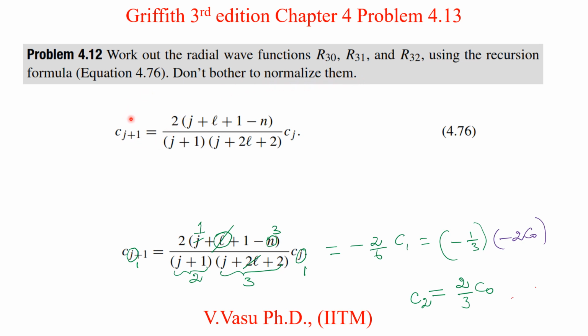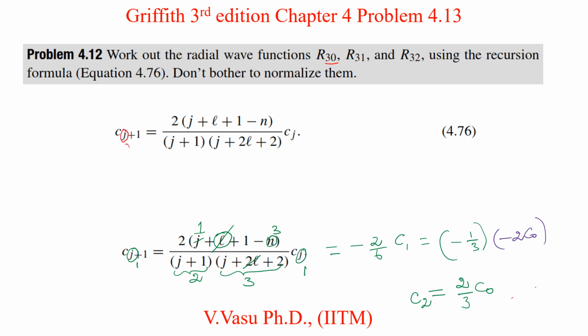Now equation 4.76 is to find the coefficient c_{j+1}, which is equal to 2 times (j plus l plus 1 minus n) divided by (j plus 1)(j plus 2l plus 2) times c_j. Here the first wave function is n equal to 3 and l equal to 0. Now you can find the coefficients.